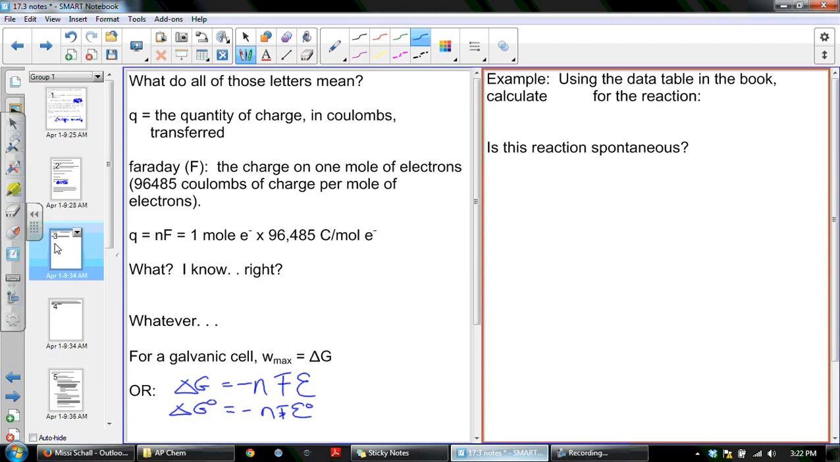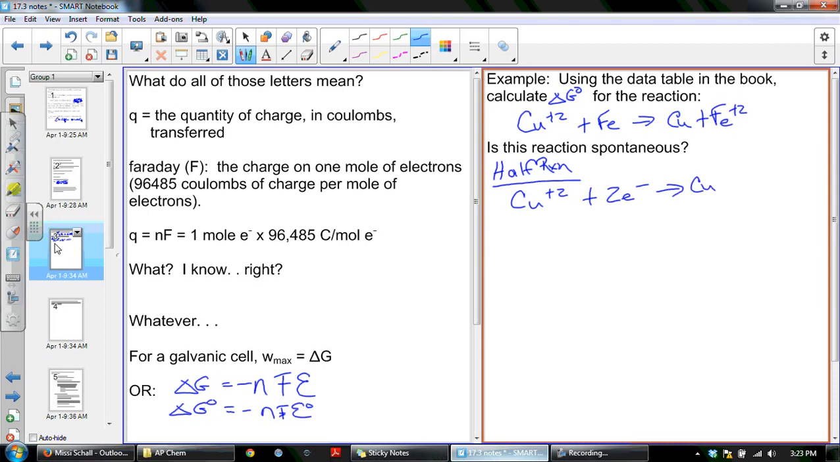So let's take a look at the next slide. It says, using the data in the table in the book, calculate delta G0 for the reaction, and you need the reaction, Cu2+ plus Fe gives you Cu plus Fe2+. Is this reaction spontaneous? Well, let's take a look at the half reactions. We have one half reaction where Cu2+ plus 2 electrons gives us Cu. Now you have to ask yourself, is this oxidation or is this reduction? Well, we know it's reduction because we are gaining electrons. The electrons show up on the reactant side.